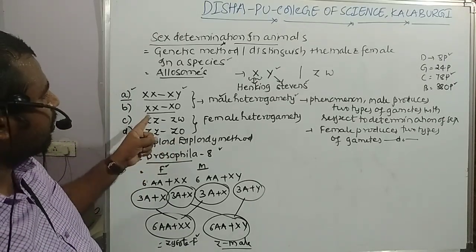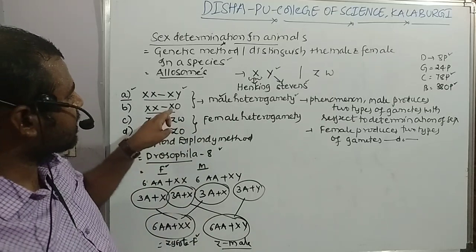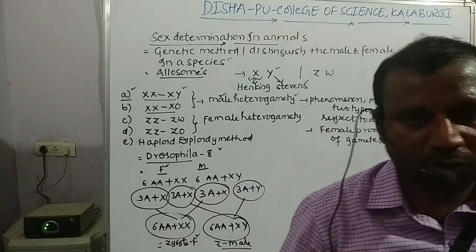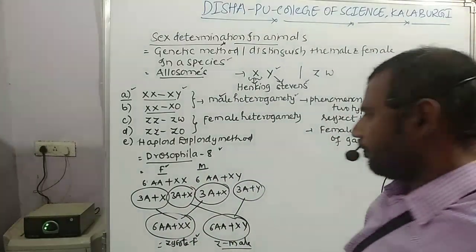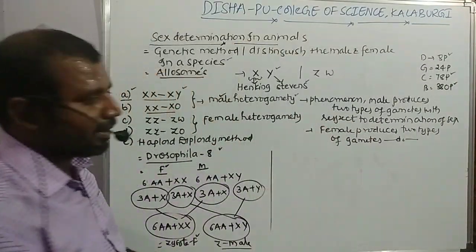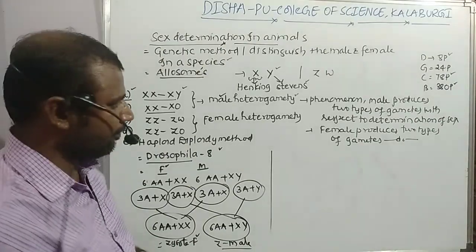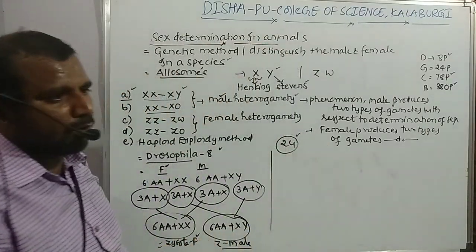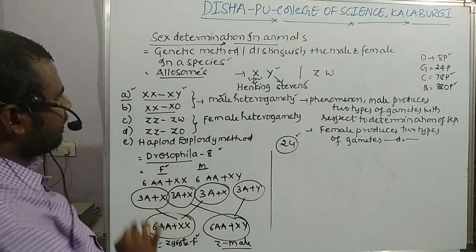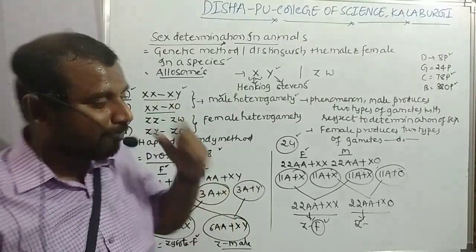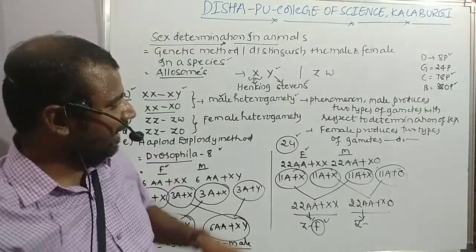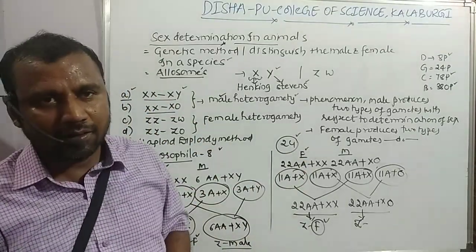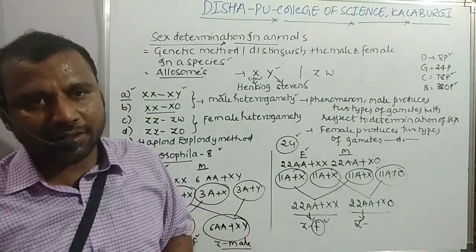Next, students, we will move toward the XX-XO type. In XO, again it denotes the male heterogametic condition. A sperm having the X chromosome, another sperm does not have the X chromosome. For this XX-XO type, a good example is the grasshopper. It has 24 chromosomes. So this is 22 autosomes plus XX in the female, and 22 autosomes plus XO in the male.